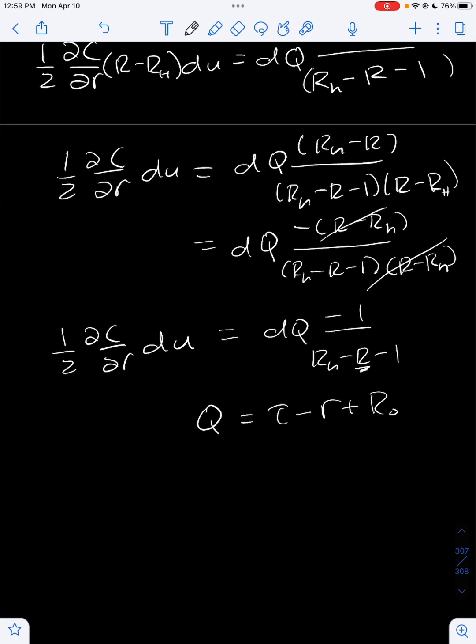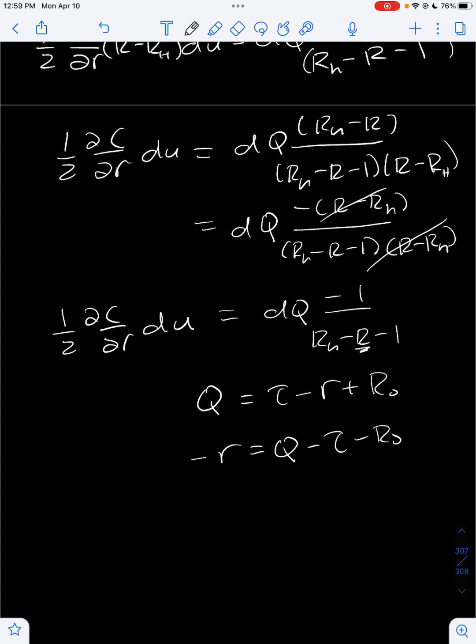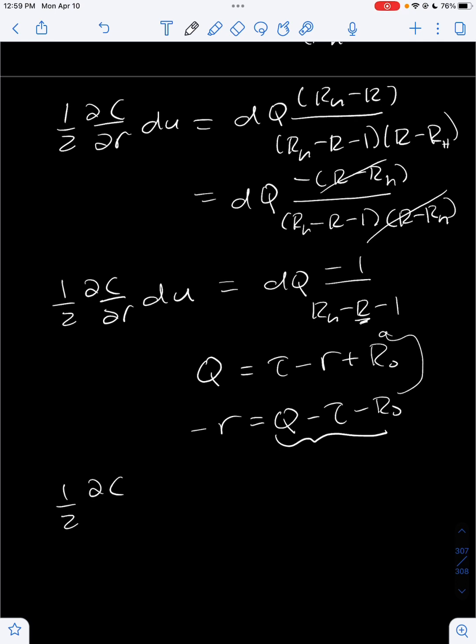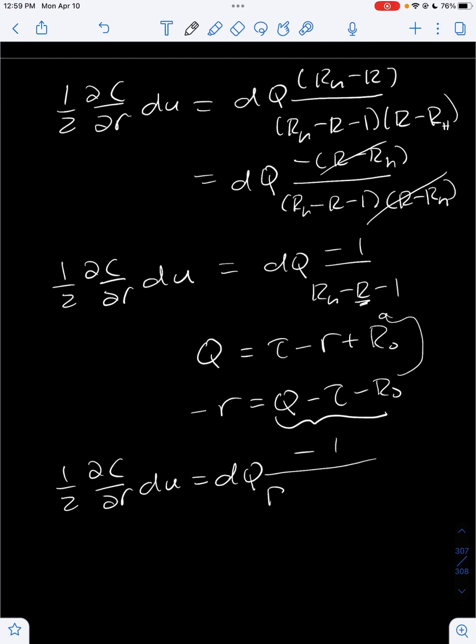Big R is the same as small r. So small r is just going to be q minus tau minus r naught. Sorry, no, that's minus small r, right? So this means that we can just plug this in there. That'll give us 1/2 partial c over partial r du equals dq, and then r_h, and then you had a minus r, so that's going to be plus q minus tau minus r naught, then minus 1.